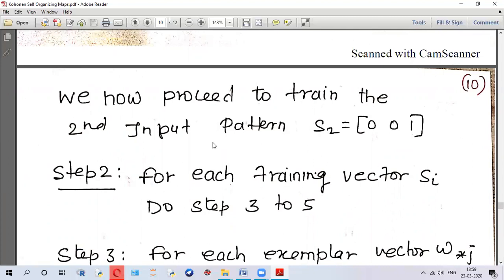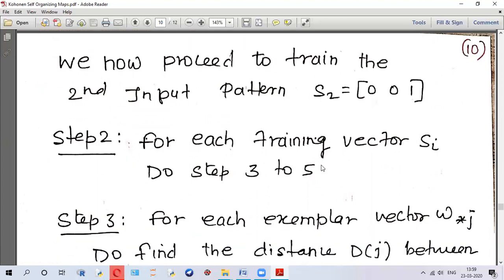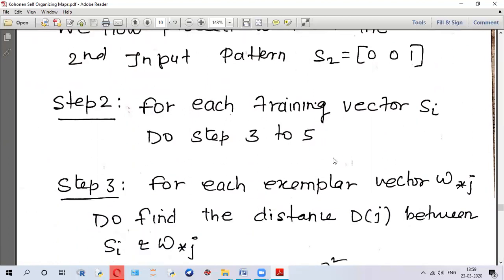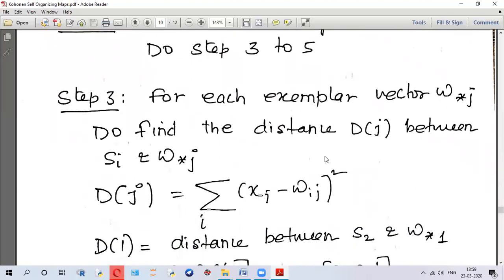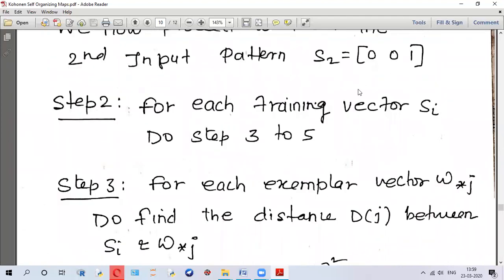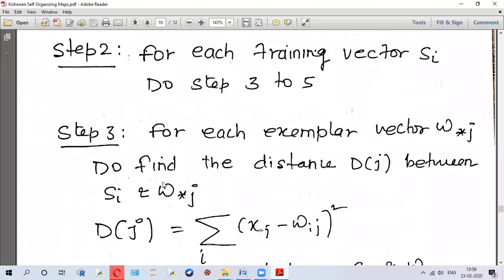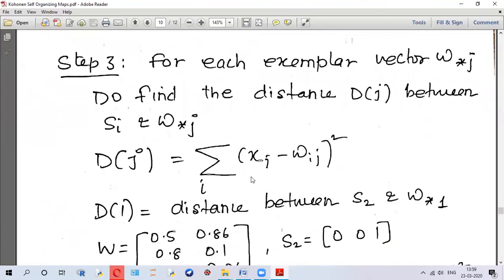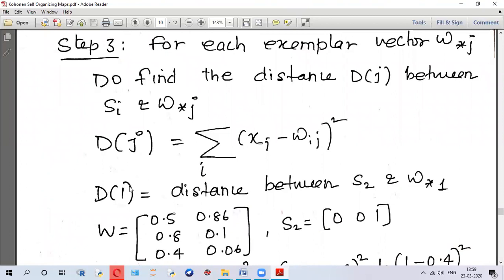Again, we need to come to step 2, that is, for each training vector Si, we would do steps 3 to 5. In step 3, for each exemplar vector, again, we need to find the distance dj between the input vector, which is Si, that is 0, 0, 1, and the weight vector. The same way we did previously, we would calculate D1.